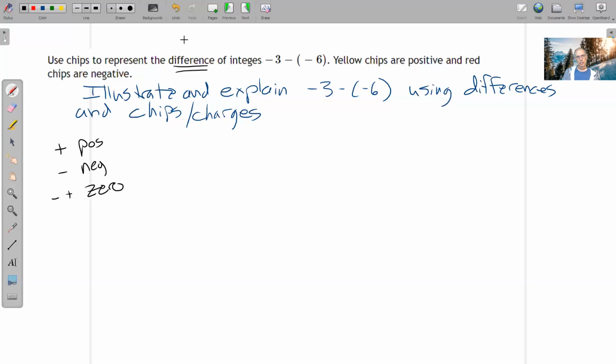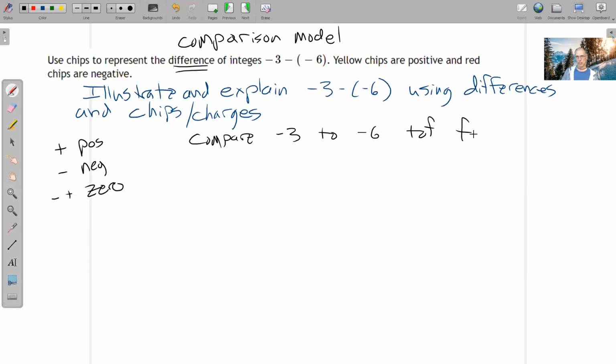Using differences is the comparison model, as opposed to the takeaway model, and they look a little bit different. So I want to show the difference between -3 and -6 with a comparison. So compare -3 to -6 to find the difference.